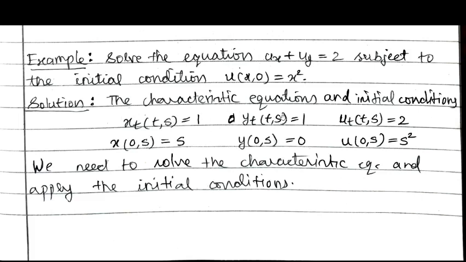So first we will solve the characteristic equations to get the characteristic curves. Then we will apply the initial condition to get characteristic curves that start with the initial curve. And then we will take their union. So as s varies, the union of all those characteristic curves will give you the integral surface. That is the theory. Now we'll see how we will solve this. These three are a system of ordinary differential equations. So we have converted the PDE to a system of ODE. Now we are solving this.